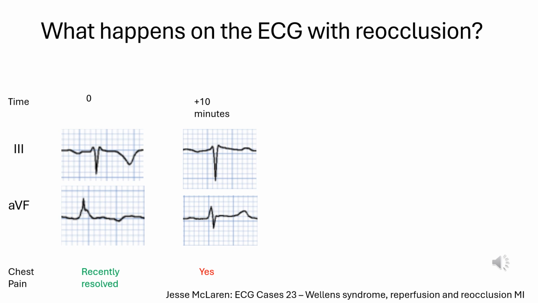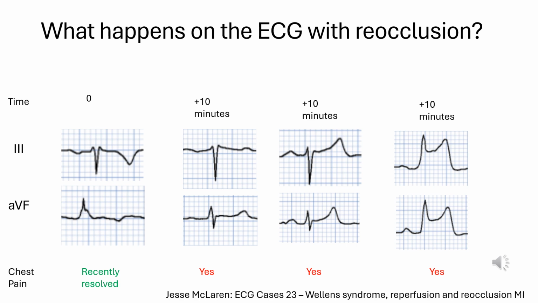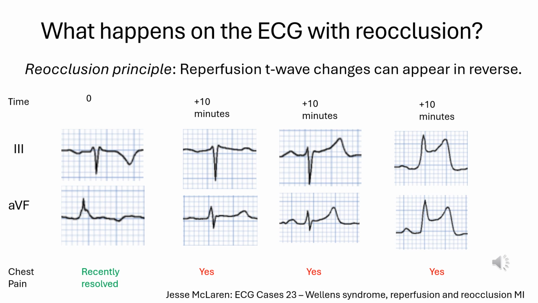10 minutes later, they still have chest pain, and now we can see some J-point elevation developing and some concerning area under the T wave in proportion to the QRS. In the next 10 minutes, the pain still persists, and then we can see an obvious set of tracings meeting STEMI criteria. This all illustrates the reocclusion principle, that reperfusion T-wave changes can appear in reverse.